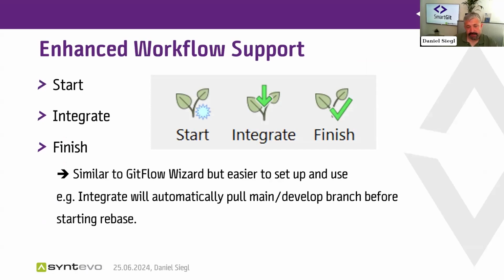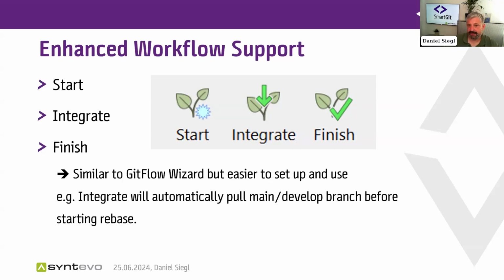The standard window is all about enhanced workflow support. Maybe some of you already know our Gitflow Wizard. This is basically similar to the Gitflow Wizard we have in the other 2 windows, but it's easier to set up and use. It comes down to 3 buttons: start, integrate, and finish.